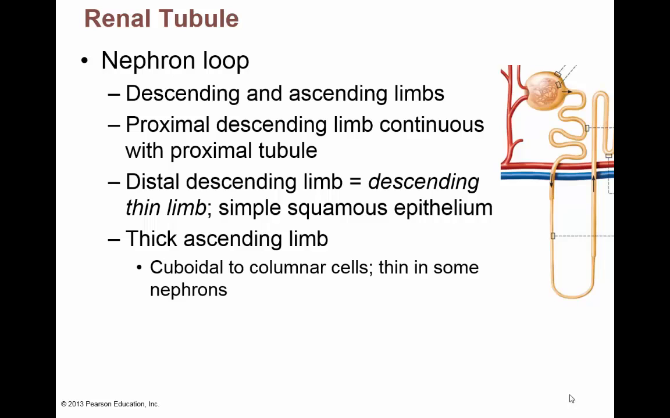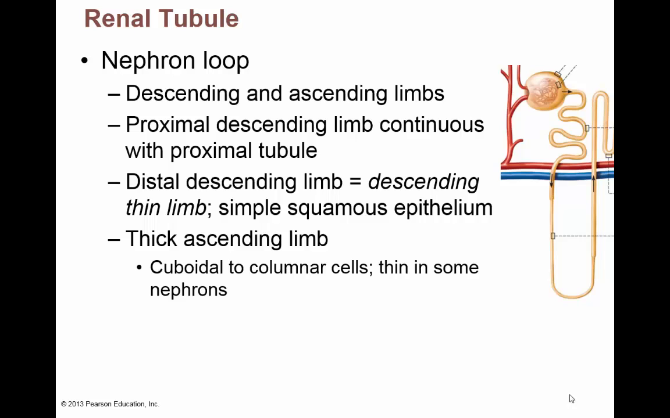The nephron loop has a descending limb and an ascending limb, hence the whole loop part. The proximal descending limb is continuous with this proximal convoluted tubule. It's the exact same width as you start going downward. Then it changes. So this is still part of the loop of Henle or the nephron loop, and it's still the exact same type of tissue on the outside. It's the same as the proximal convoluted. However, then it does start to change. Then you get into that distal descending limb.